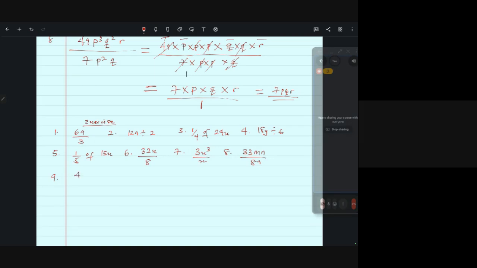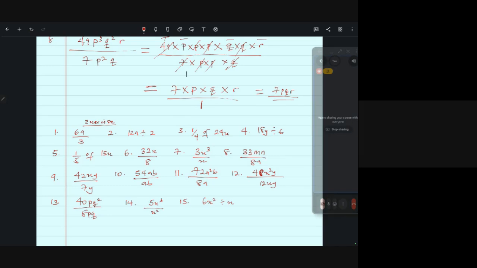Question 9, 42xy over 7y. Question 10, 54ab over ab. Question 11, 72a squared b over 8a. Question 12, 48x squared y over 12xy. Question 13, 40pq squared over 8pq. Question 14, 5x cubed over x squared. Question 15, 6x squared divided by x.